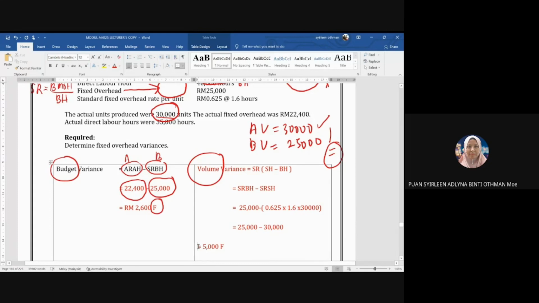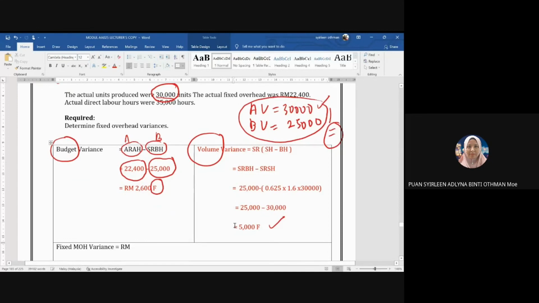So 5,000, like Madam said earlier, will be favorable because we compare the production volume. Okay, my figures are running around. So production volume refers to your actual of 30,000 and your budgeted of 25,000. So our volume variance is 5,000 favorable.